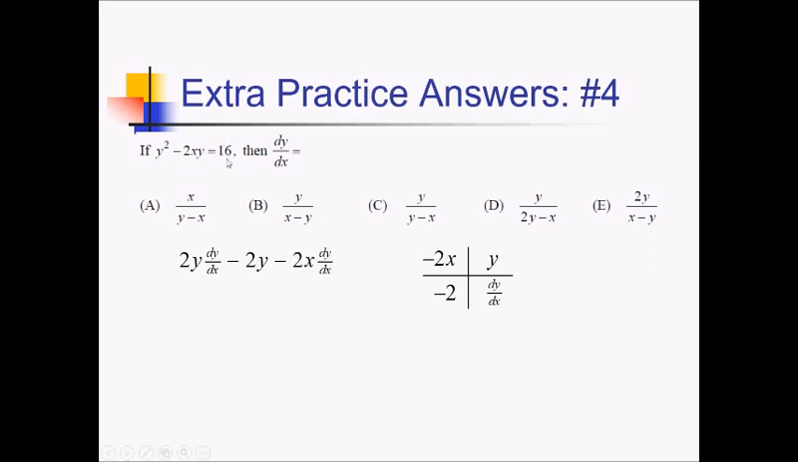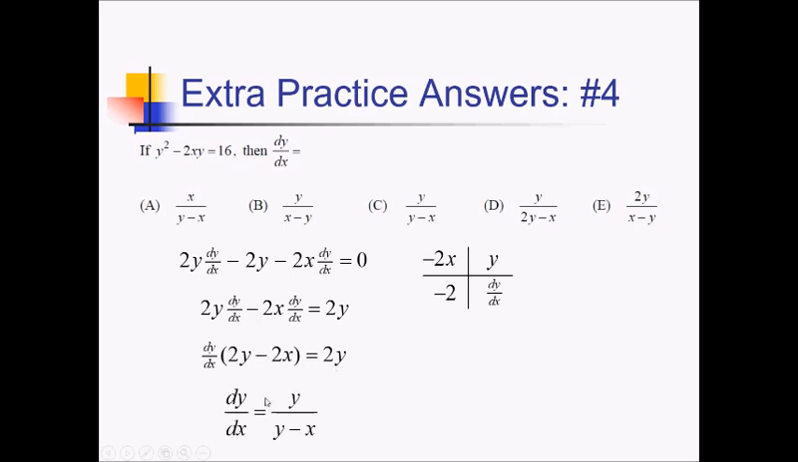the derivative of 16, which is 0. So I'm going to keep the 2y dy over dx and the negative 2x dy over dx on the left side so that I can factor out a dy over dx. I'm moving the 2y over to the right side, so I have to add that to get it over there. So factoring out that dy over dx on the left, I've got 2y minus 2x in a parentheses next to that, and then dividing everything, I've got 2y over 2y minus 2x.